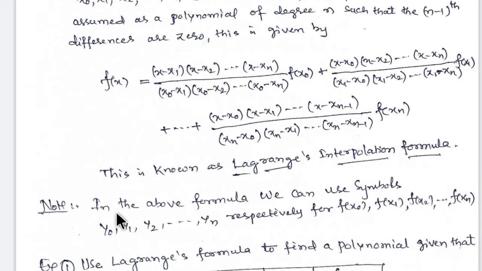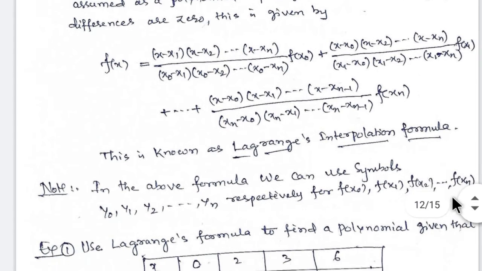Points to be noted: in the above formula we can use the symbols y0, y1, y2, etc., yn respectively for f of x naught, f of x1, f of x2, etc., f of xn.